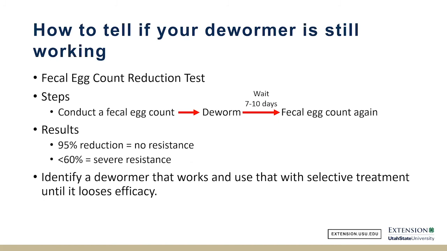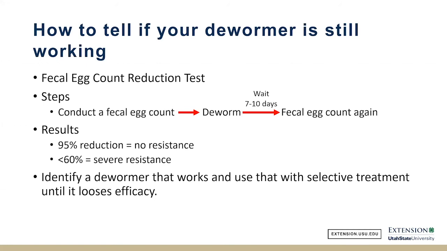So how can you tell if your dewormer is working? Well, you can do a fecal egg count reduction test. The first thing you do is do a fecal egg count on a number of sheep in your operation. Then you would treat them with your particular dewormer you're using, wait a certain amount of time, a week to 10 days, and then do a fecal egg count again. So if there's a 95% reduction in those egg counts, then those worms have not built up any resistance, and that particular dewormer is working for you. If there's less than a 60% reduction, then you're starting to develop some serious resistance to that particular dewormer.